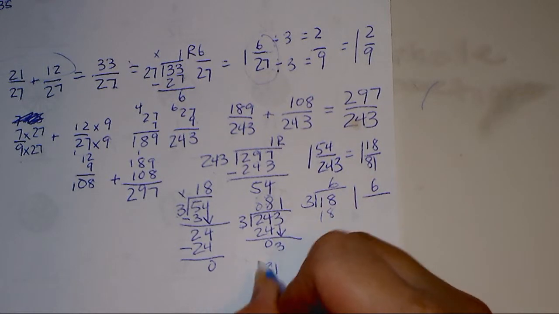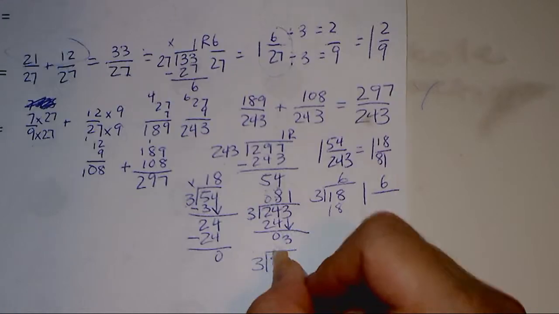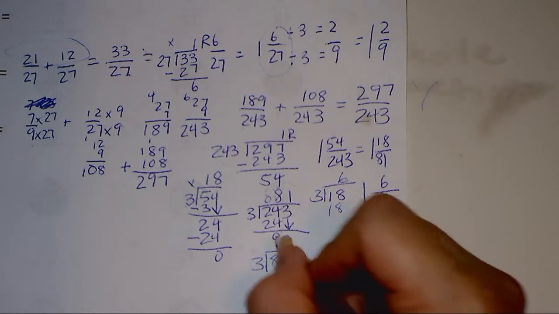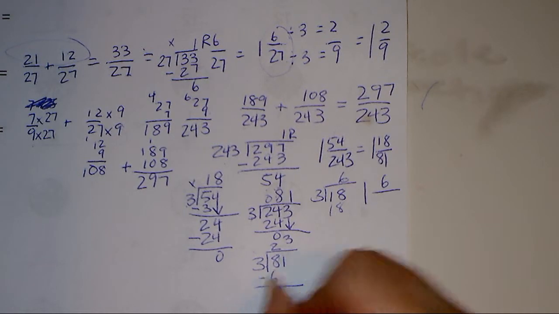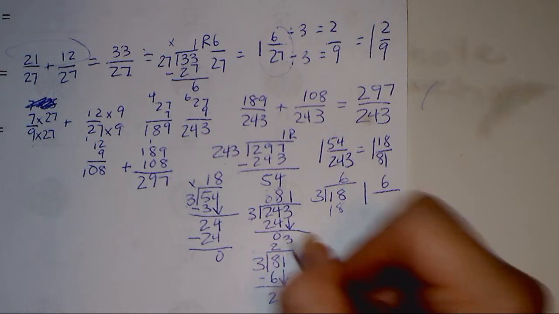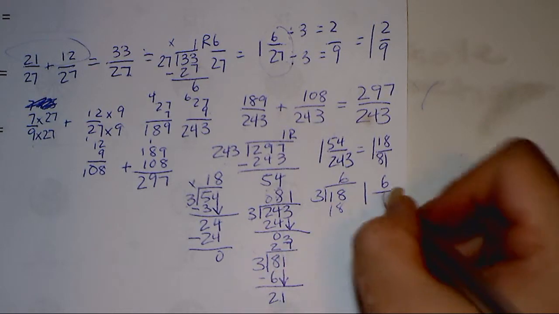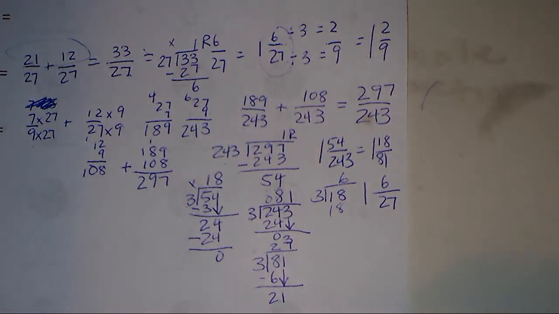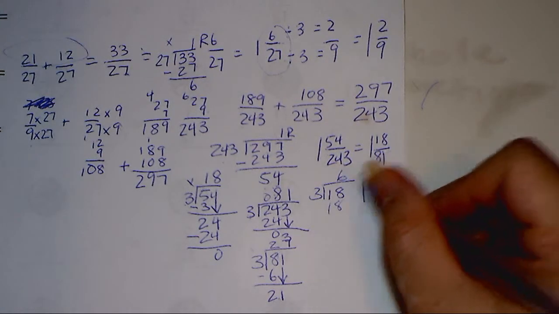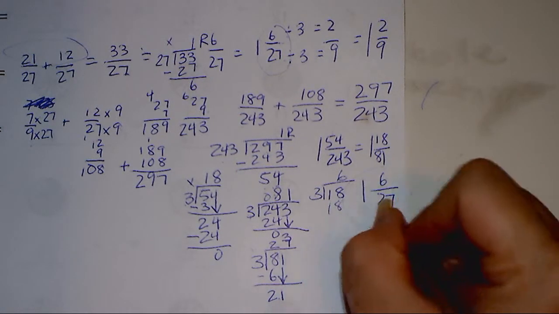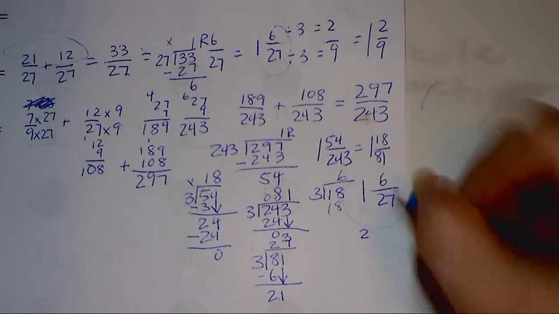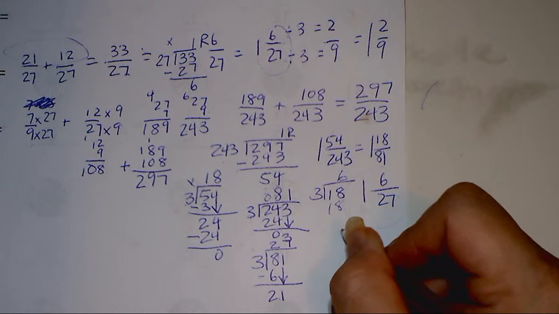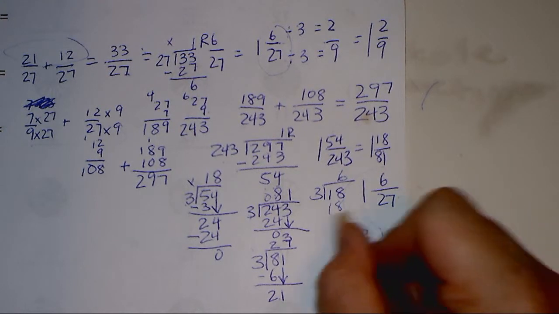So 81 divided by 3. 3 goes into 8 2 times. 2 times 3 is 6. 8 minus 6 is 2. Bring down the 1. 3 goes into 21 7 times. So 6 over 27. So yet again, I have to divide by 3. Okay? So 6 divided by 3 is 2. And 27 divided by 3 is 9. So my final answer for that is 2 over 9.